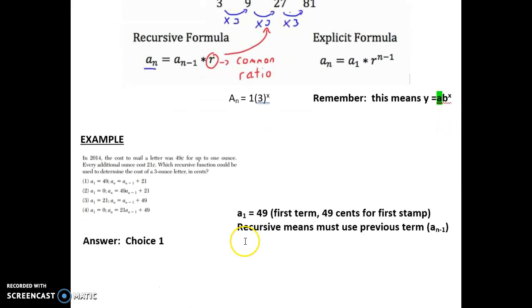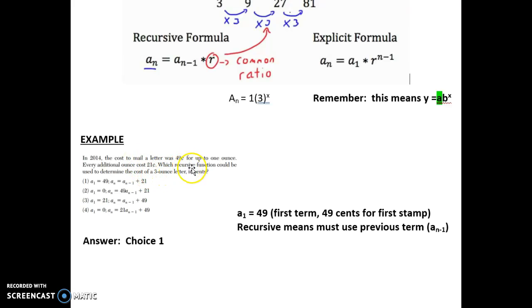An example of an arithmetic sequence is an example that was taken directly from the Regents exam in January of this year. It says in 2014, the cost to mail a letter was 49 cents for up to 1 ounce. Every additional ounce is 21 cents. Which recursive function, so immediately recursive, you need to be thinking n minus 1, and notice that all of these have n minus 1 in them, could be used to determine the cost of a 3-ounce letter?